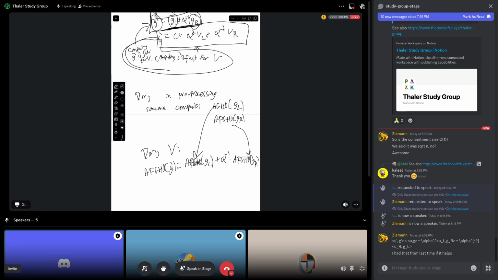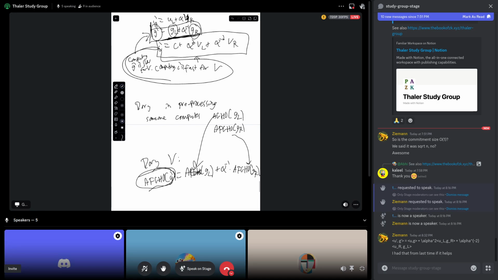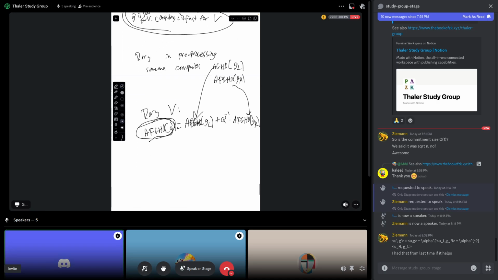plus alpha inverse times the AFCO commitment from preprocessing to GR. Okay, and it turns out in the end to be enough that the verifier doesn't know G prime explicitly, but rather just knows an AFCO commitment to G prime. Waving my hands and hiding all the details like that. That's how Dory works.